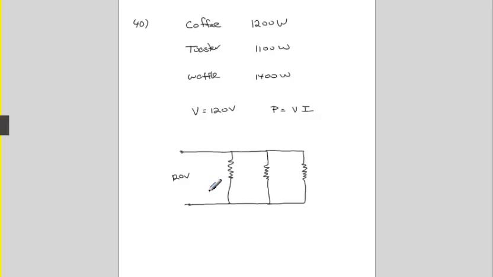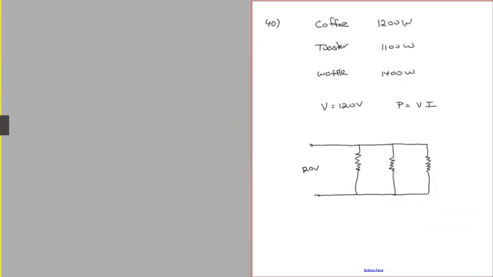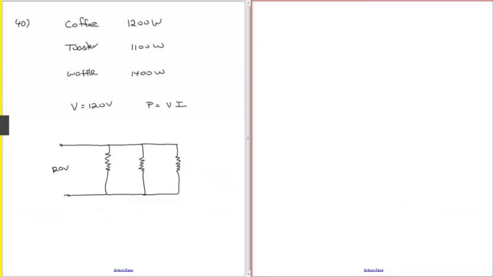So it says, what is the current in each appliance? So we just apply this expression for power, and we solve for the current. So the current is equal to power divided by voltage. As long as the voltage is in volts and the power is in watts, the current will come out in amps, because a watt is a joule per second, but the units work out. So let's say I sub C is the current for the coffee maker, is 1200 watts divided by 120 volts, and that comes out to be 10 amps.